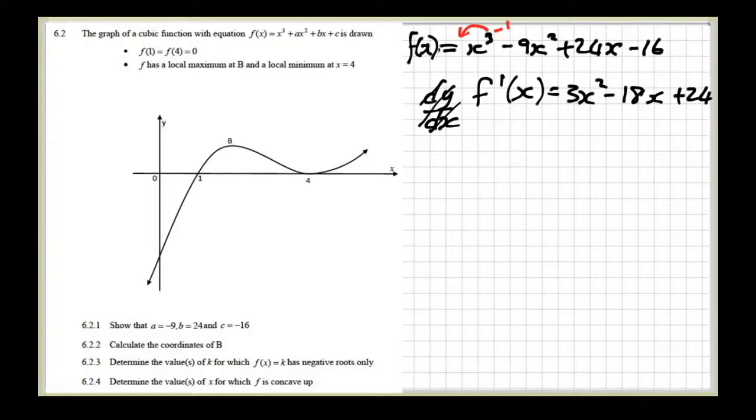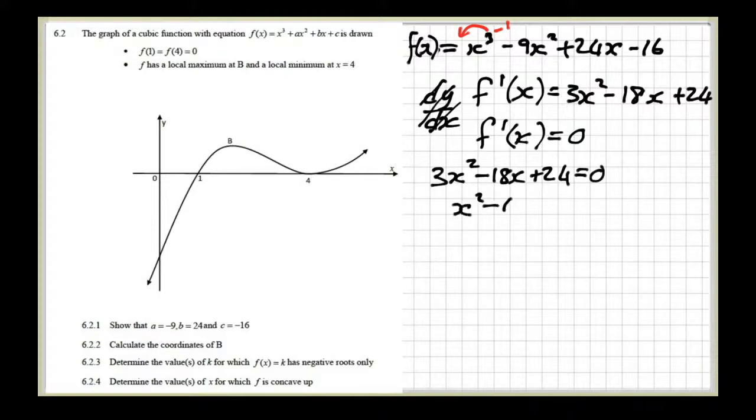They tell me that it is a local maximum. Now, a local maximum, I must remember, is when the derivative is equal to 0. So if I make the derivative equal to 0, so 3x squared minus 18x plus 24 equal to 0, now I need to solve this. So x squared minus 6x plus 8 equal to 0.